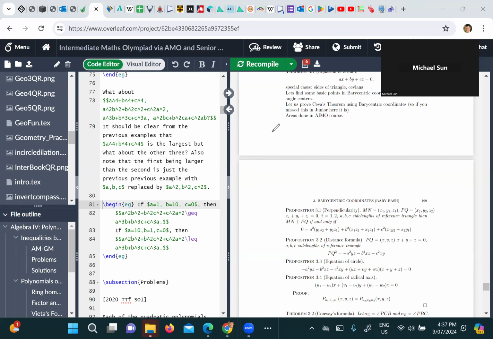Yeah, so you take the difference and then you do minus a squared yz, minus b squared xz, minus c squared xy. Yeah? This is part of the equation of the circle thing. And then the points that we have, remember what we want? We want CP, right?